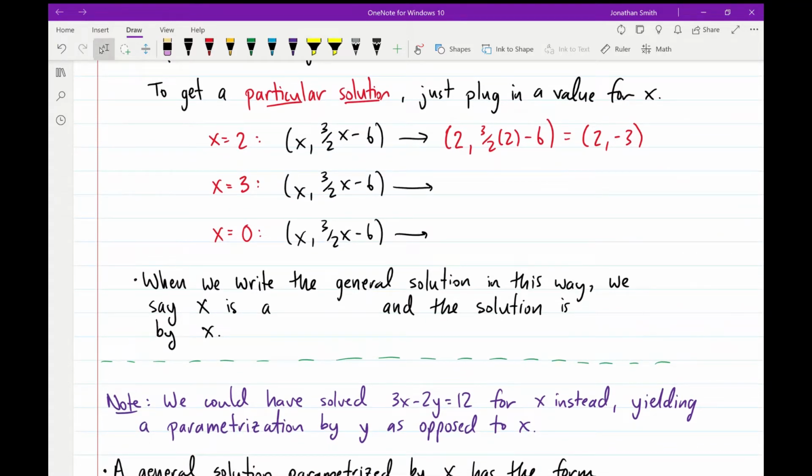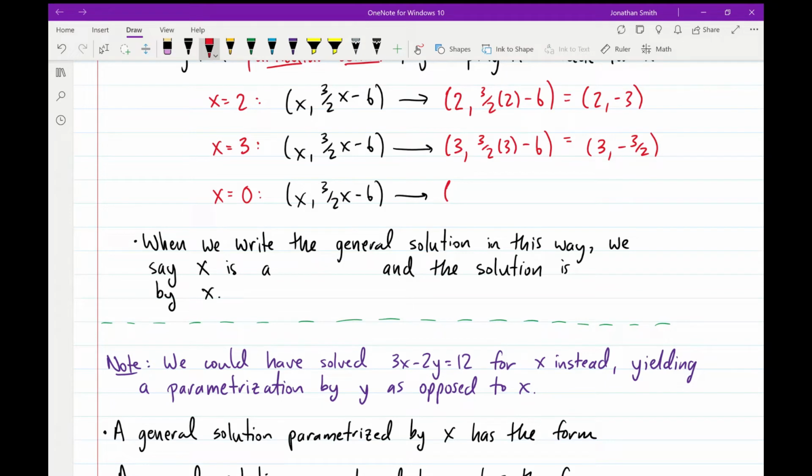If we pick x equals 3 instead and plug it into our general solution, this will give us a different particular solution. In that case, we get 3 and then 3/2 times 3 minus 6. And if you simplify this, you end up with 3 and then a negative 3/2 for the y. And then finally, let's see what happens if we put in a 0. We get a 0, and then the 3/2 x is just going to become a 0, so we have a minus 6 for the y.